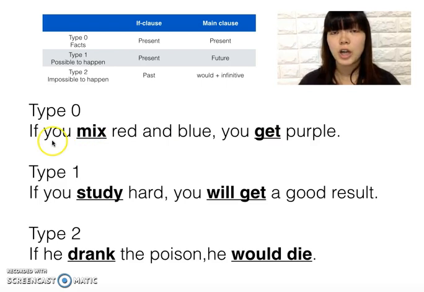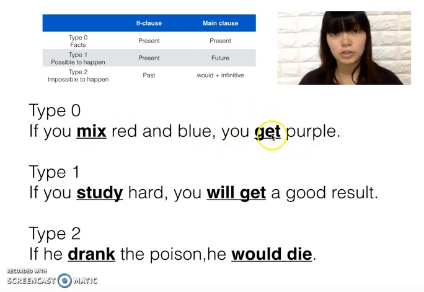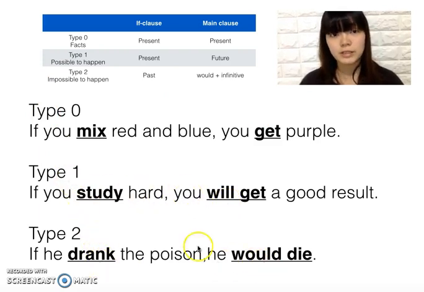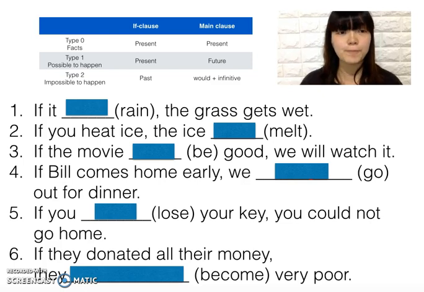We look at the combination of 2 verbs in a sentence, in the if clause and also the main clause. If it's present tense and present tense, then it's type 0. If it's present tense, future tense, it's type 1. If it's past tense and would infinitive, this is type 2. Alright? Alright, so I'll give you an exercise. We'll try to do it together and see if you understand it.